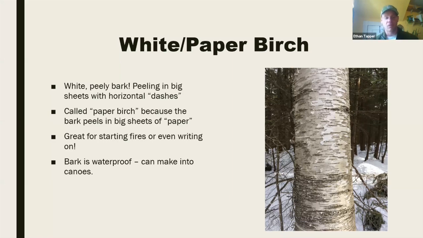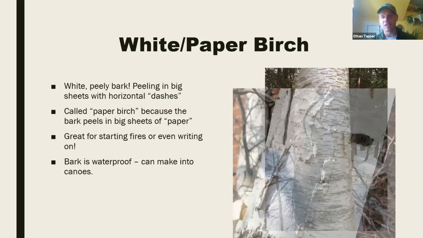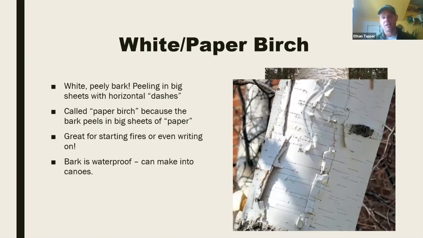White or paper birch, it's either called white birch or paper birch, it's the same tree, is a really good example of this. There are all these different characteristics. They have leaves, twigs, buds, flowers, and all these other things. But most people can identify white paper birch just from the bark. Paper birch or white birch, and I'll use those interchangeably, has white peely bark. It peels in these big sheets. You've probably all seen this. It's called paper birch because those bark sheets are like big sheets of paper.